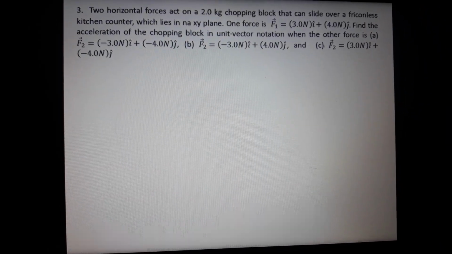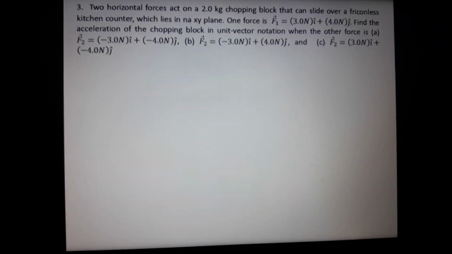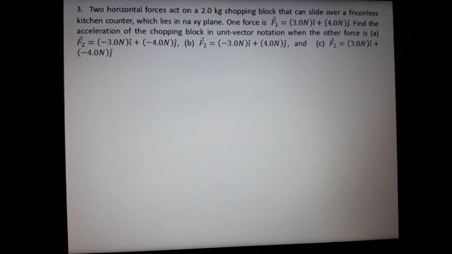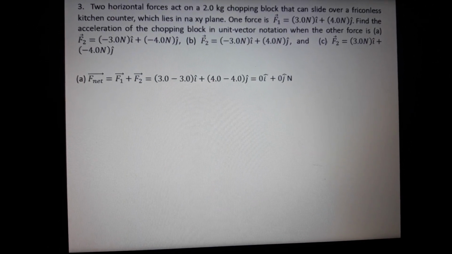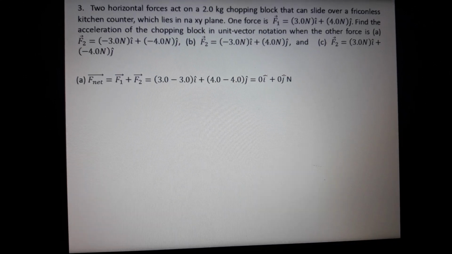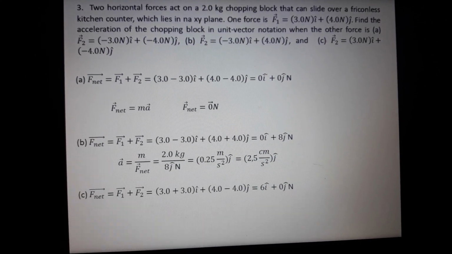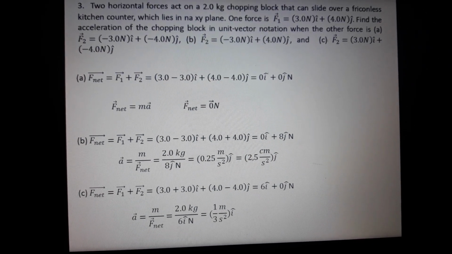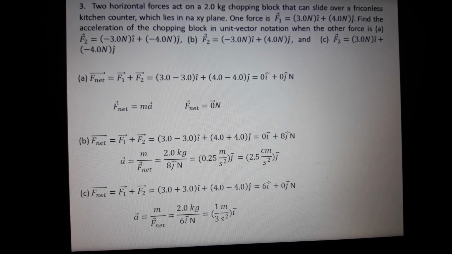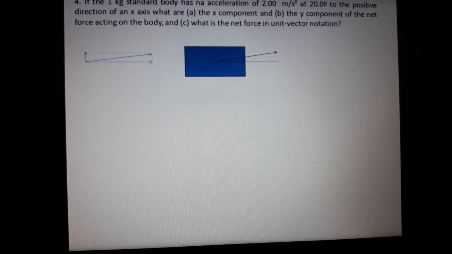Let's see another exercise. Stop now and do it. Okay, I will do it. Here it is just adding vectors. You will add each vector and find the acceleration in the end. This is the idea.